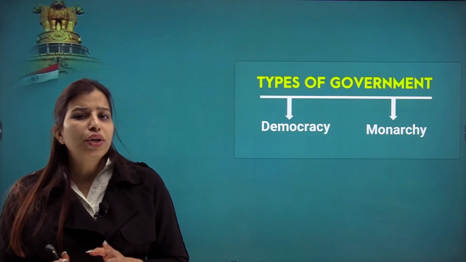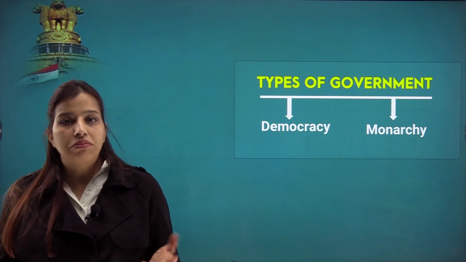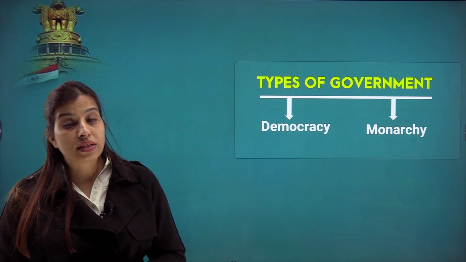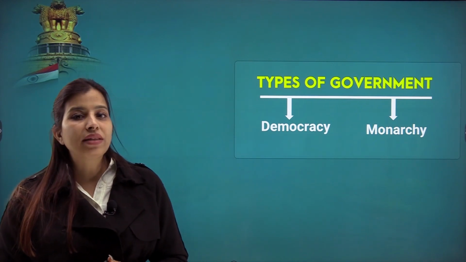But do you think there is just one type of government? Because nowadays the democratic form of government is the most common form of government. But we are going to cover one more type of government, that's the monarchy.